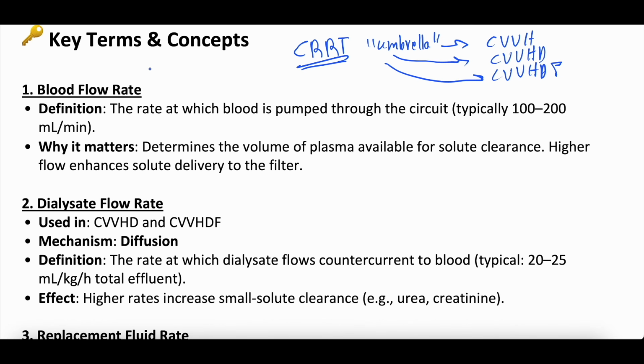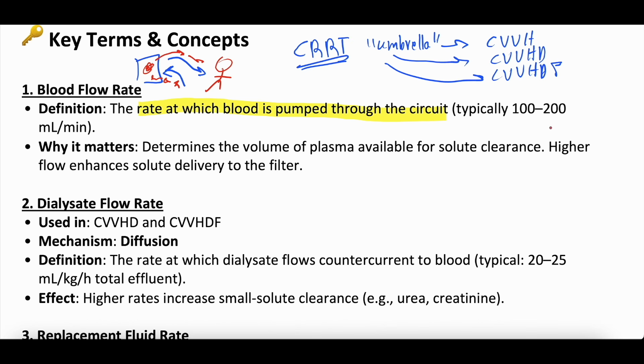So key concepts, blood flow rate. When someone is on CRRT, they have a catheter in one of the large blood vessels, whether it's in their neck or their groin: the femoral vein, the internal jugular vein, the subclavian vein. That catheter usually has two big ports. One of those ports draws blood back into the dialysis machine. The other port is post-dialysis blood going back into the body. The blood flow rate is the actual rate at which blood is pumped through the circuit, so it is how much blood is being pulled out of the body into the dialysis circuit to then be pumped back into the body.